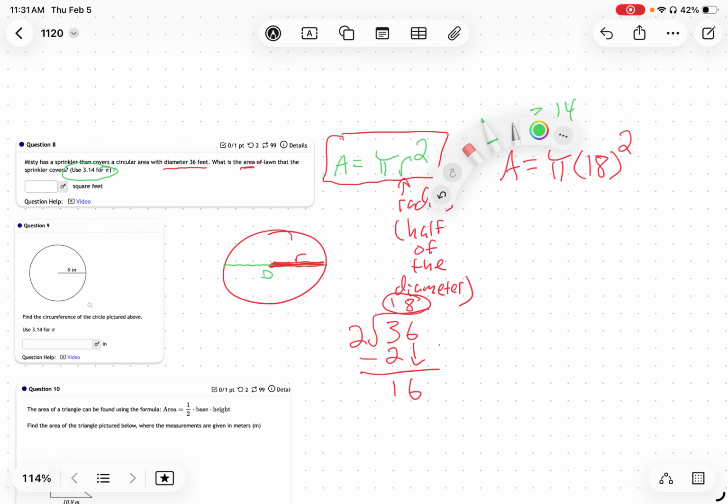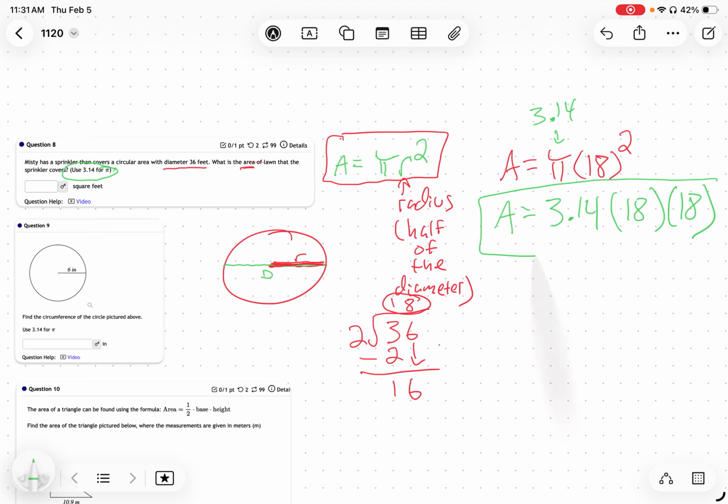So to actually do this math, this is 3.14 times 18 times 18, because 18 squared, exponents are a fancy way to write repeated multiplication. So this is the math you would need to do to find the area. You would need to do 3.14 times 18, and then take that answer times 18.